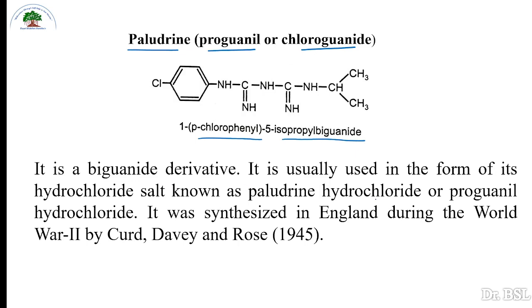It is usually used in the form of its hydrochloride salt known as paludrine hydrochloride or proguanil hydrochloride. It was synthesized in England during World War II by Curd, Davey, and Rose in 1945. The structure is this one.